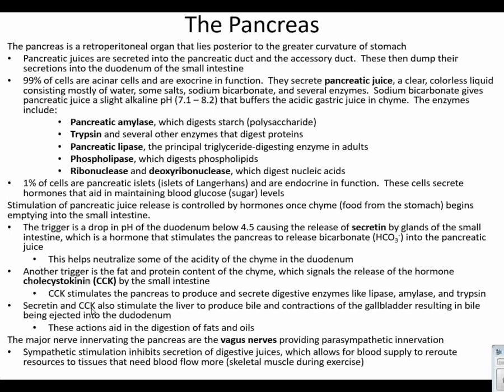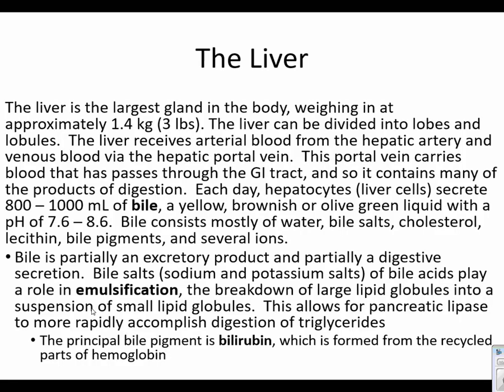Should be no surprise, the major nerves innervating the pancreas are the vagus nerves, which provide parasympathetic outflow. When our rest and digest response is active, the pancreas is active. When the sympathetic nervous system is active, the pancreas is inactive.